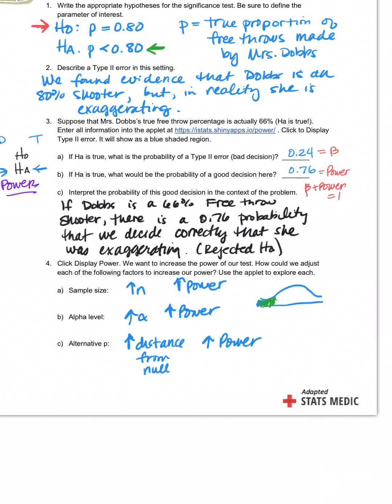Okie doke. Again, you're not going to have to calculate power without giving a little bit more information. Your job is to know what it is, how to find power, maybe type 2 error. So let's summarize this.